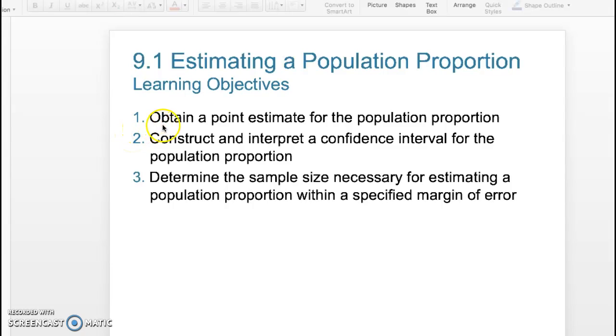So the first thing we'll focus on is obtaining a point estimate, making sure we understand that vocabulary, and objective 2, construct and interpret a confidence interval for the population proportion. Topic 3 is going to deal with the sample sizes and estimating what sample size you would need if you were going to gather data.